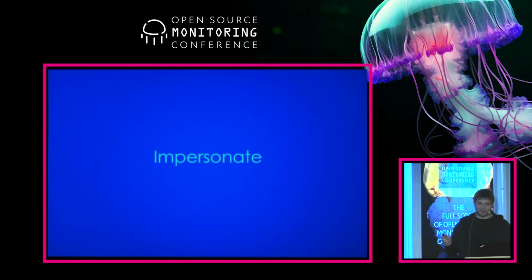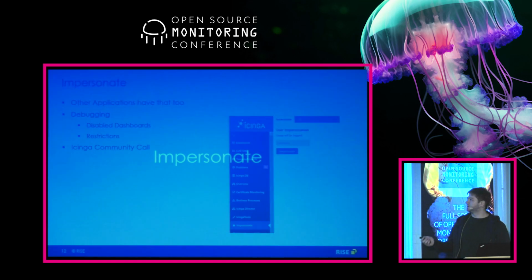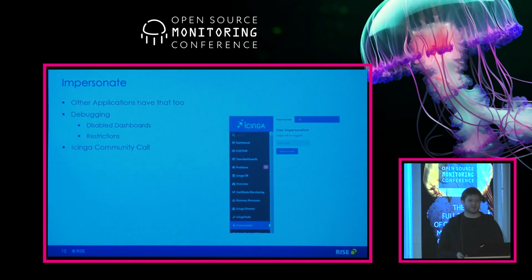Okay, then something else. I heard about that in an Icinga community call. It's called impersonate, which would be a really nice feature in Icinga Web too, because other applications have that too. It's great for debugging. Some user deleted a dashboard or disabled one, or you want to try out some restrictions and you don't know his password, which is very good if you don't know that.